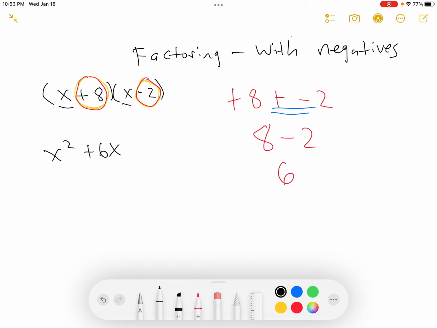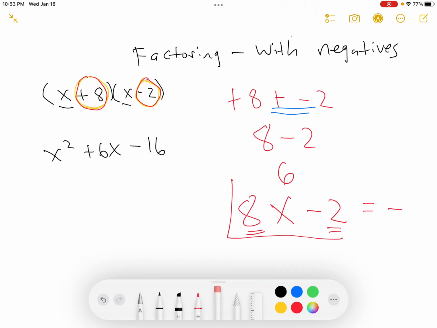Okay, what about the last number? The last number comes from multiplying the two numbers. So I have 8 times negative 2. The rule for multiplying is that a positive times a negative is always going to be a negative. That's going to be negative 16. Okay, so that's how we multiply things. But remember, factoring is the opposite process.